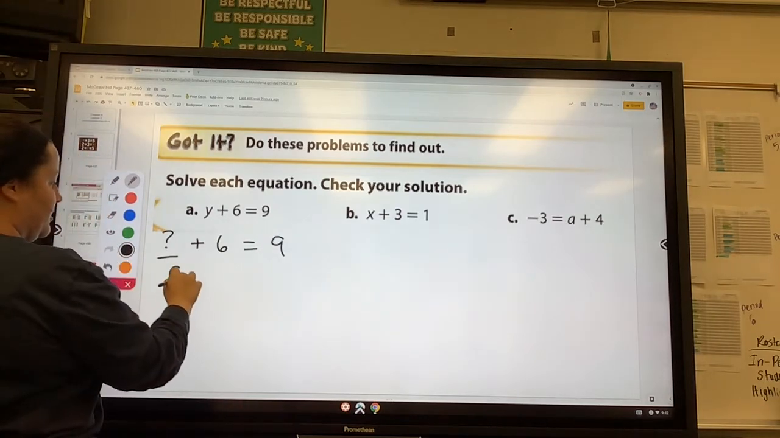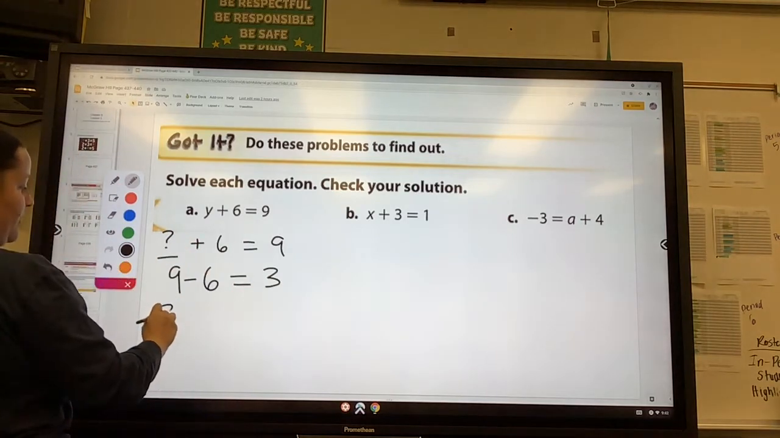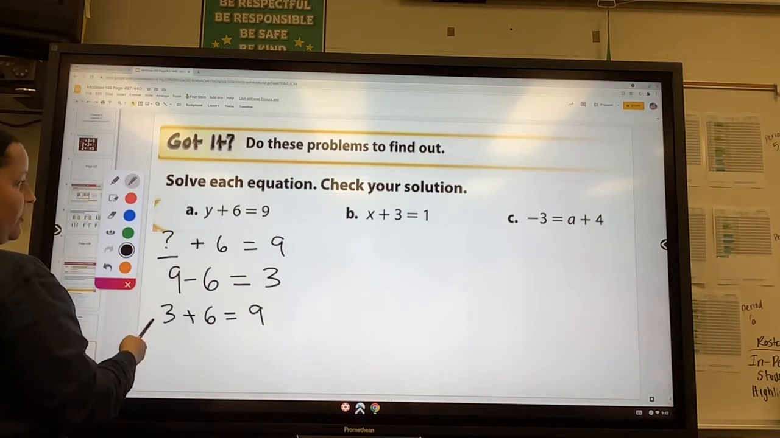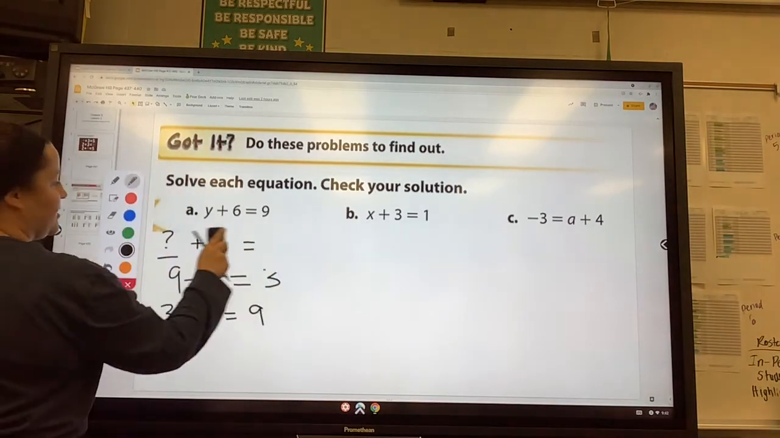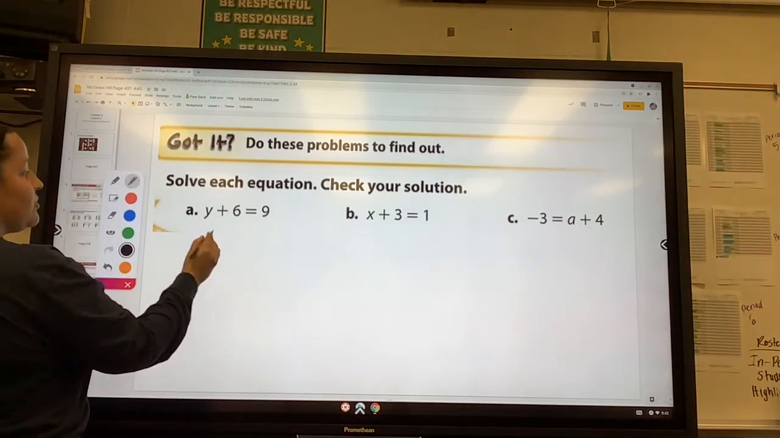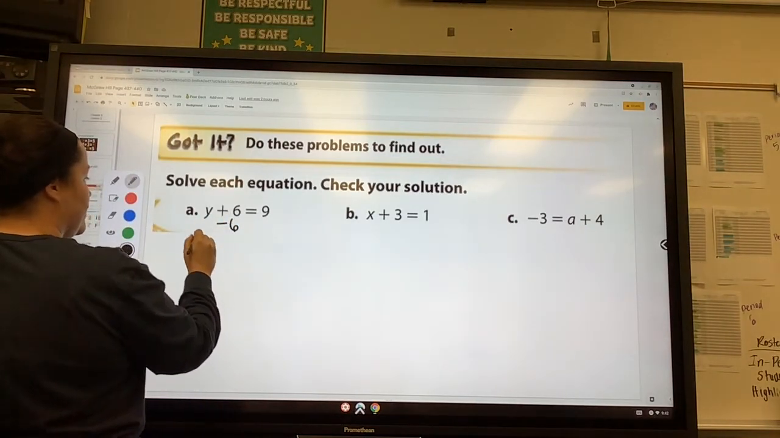So I'm just going to actually subtract 9 minus 6, 3, right? And then 3 plus 6 equals 9 in my head. So I know that that's going to be 3. But how do you solve it when it's not that simple, right? So you actually can subtract 6 from this side.